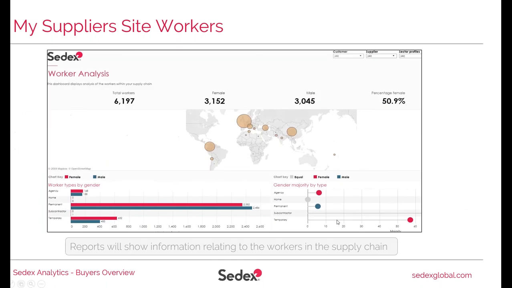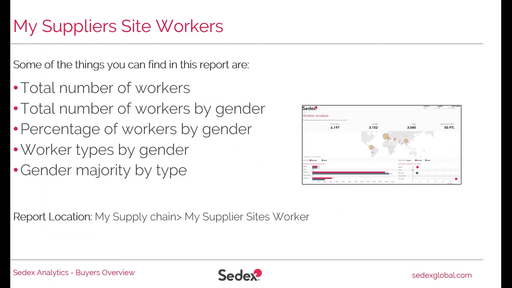Other reports that you have is My Supplier Site Workers. So this is a good report for seeing the number of employees you have across different sites by gender, also by their contract, whether they are agency, home workers, permanent, and so forth. So you can run various reports on there. Again, information is clickable, and you can filter the data, and the report will update accordingly. You can then download it as a CSV, for example, as well. So that's a good report to run. So total number of workers, percentage of workers by gender, worker types, gender majority by type as well. So that's a good one to look at.